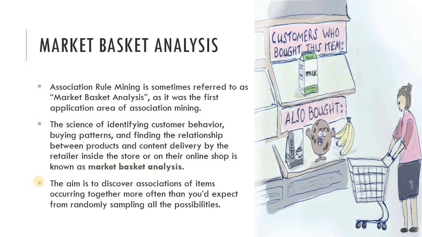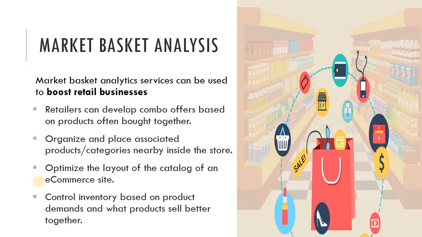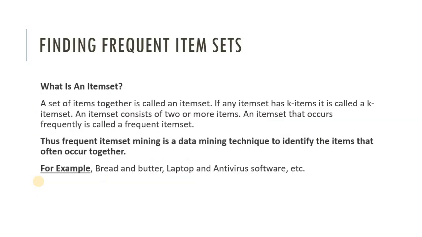So in this topic we are finding the frequent patterns that customers bought together. By analyzing that pattern we can find the products that are frequently bought together. For any market basket analysis we have to find the frequent item sets, that is, which products are more frequently bought together. So for that we are going to learn about finding frequent item sets.